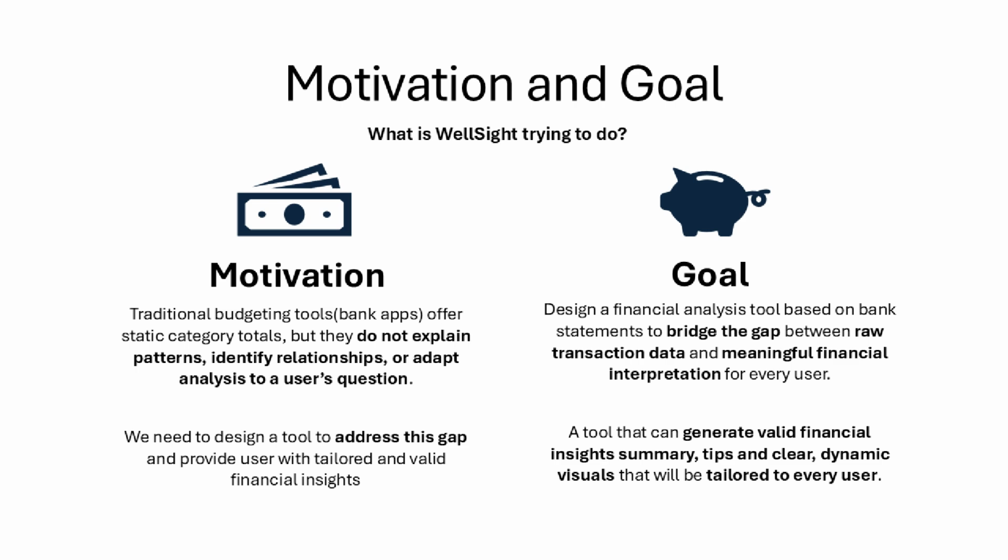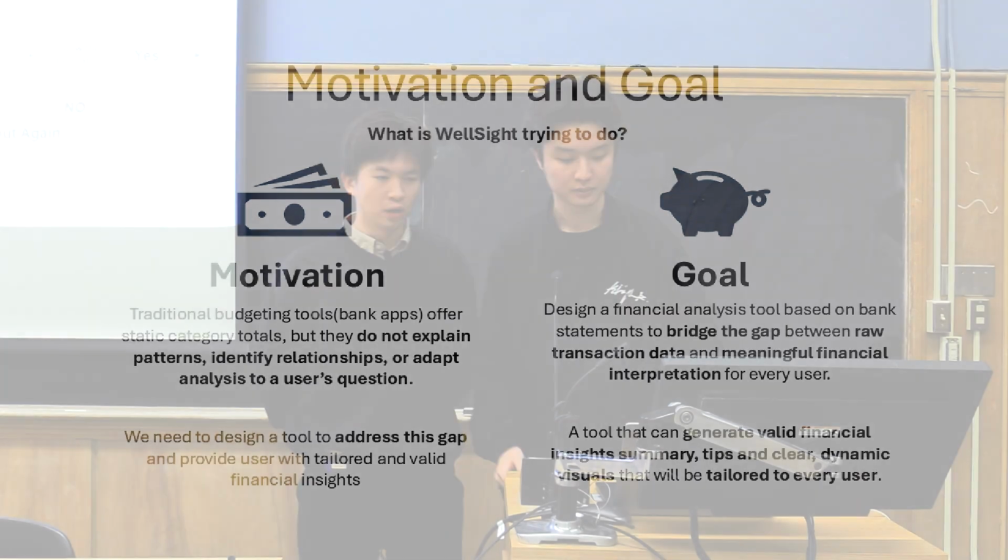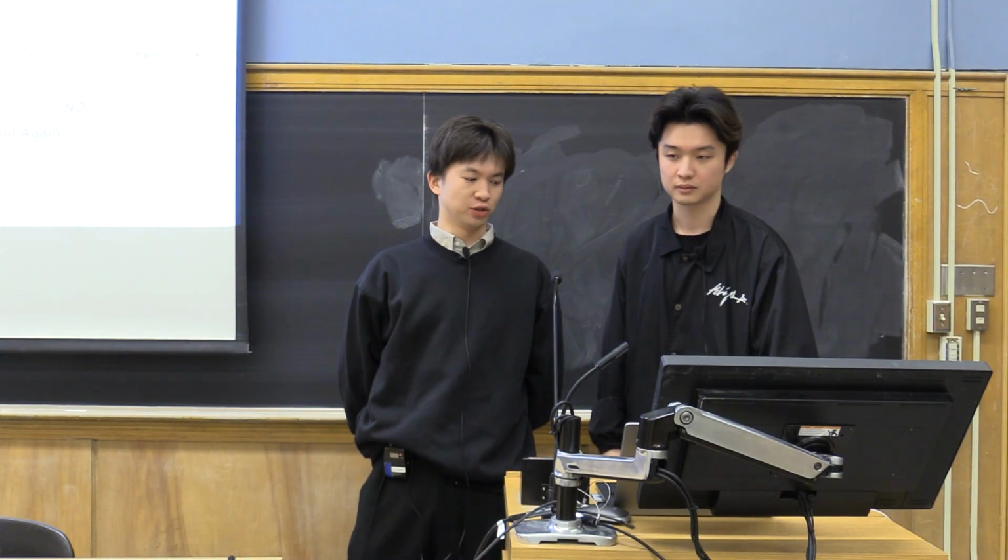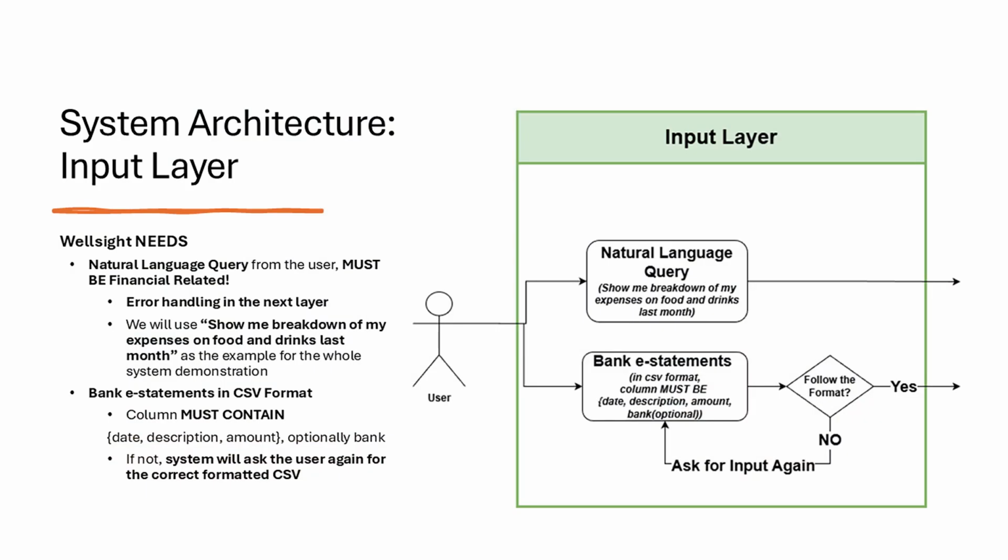WellSight will generate the valid financial insight summary, like the tips and the clear dynamic visuals that will be tailored to every user. And now I'll start to introduce the system architecture, starting with the input layer. The input layer defines what WellSight needs. At first, we need a natural language query from the user. It has to be financial related. And the error handling part, I'll introduce that later in the processing part.